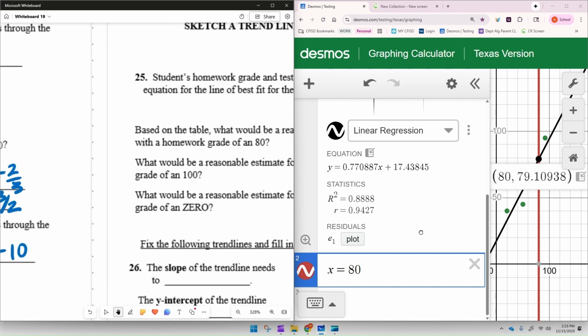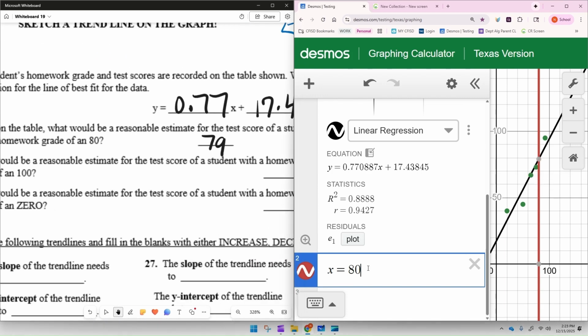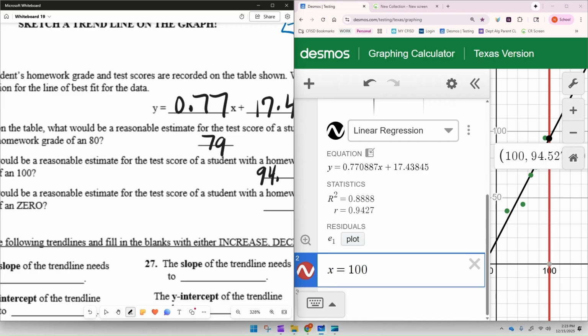You're going to do the same thing with the next question. The next question is saying a homework grade of 100. So I'm going to change this 80 to 100. I'm going to look at that point. So if I'm making 100 on the homework grade, I'm probably going to make a 94.5 or a 95 on the test.